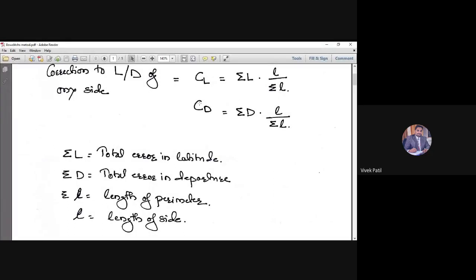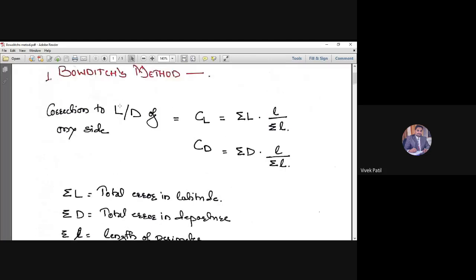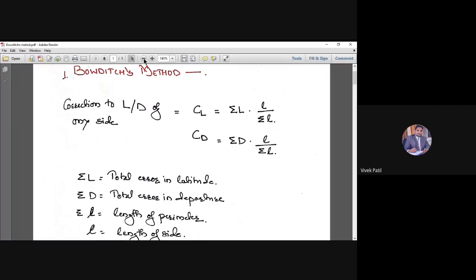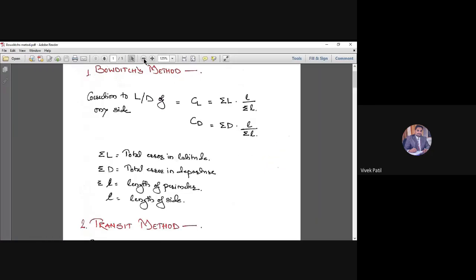This is the particular formula which we are going to use for the calculation of correction, or for the balancing, by the Bowditch method.